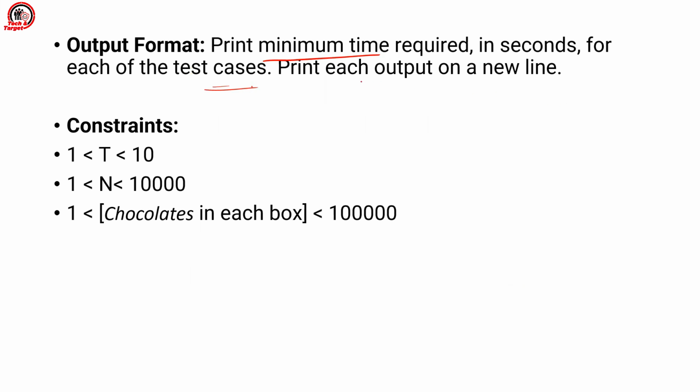So we have to do that. And after that, for each test case, you have to output on a new line. So we have to use println, right? If you use println, the control will go automatically to the next line after printing whatever you have written in the print statement, right?